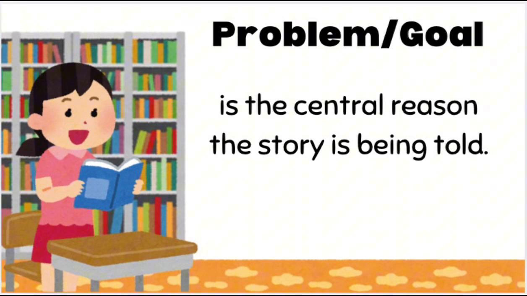This is the main reason why the story is being told. It shows what the main character is trying to do. Sometimes the character is trying to solve a problem, like fixing something that broke. Other times, the character is trying to reach a goal, like finishing a task or winning something. This part is very important because it drives the story forward.